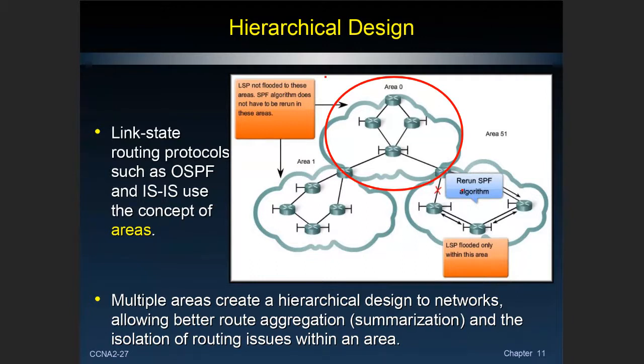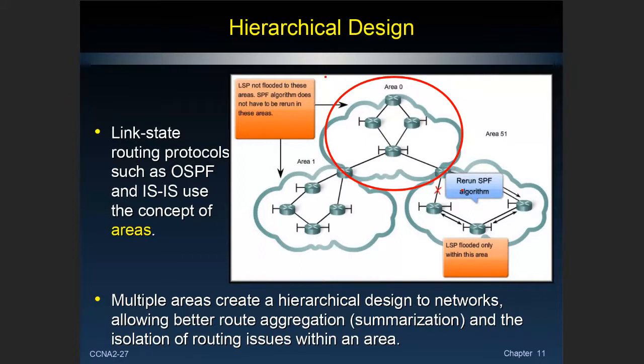And this allows us to reduce instabilities that may occur in the network. Like in this case, area 51 has had an instability, and all the routers in it are having to rerun the shortest path first algorithm. But it doesn't affect any of the routers back at the home office at area 0 or the West Branch office at area 1. So this makes the network more stable and reduces the amount of overhead traffic that routing protocols use. So if you have a big area, we can use summarization and route aggregation.